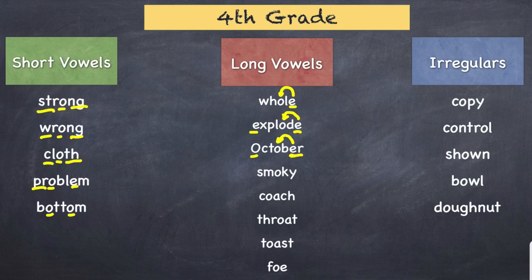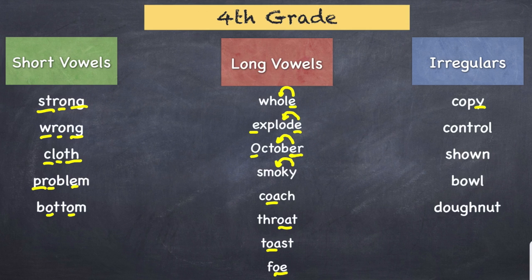Smoky, the Y is jumping over to make the O say its name. And then we get into our two vowels go walking, like in the word coach, throat, and toast, as well as foe right there. Now our irregulars, the reason why they are irregulars is we don't say copy, right? We say copy. It makes that short vowel sound. So the Y is saying a long vowel sound E, right? So copy. But it's not allowing the O to say its sound.